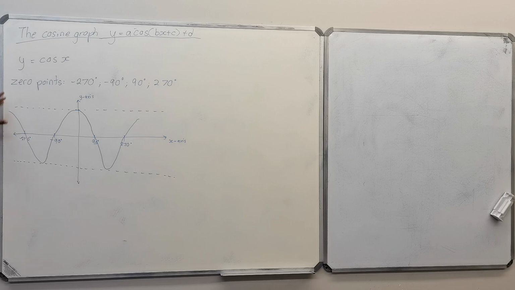Amplitude in this instance would be what? 1. Phase shift? 0. There's no phase shift, so wherever your 0 points are, it will be there. Is it shifting up or down? No. So this here is your general form of a cos graph. Be okay with this? Okay, let's do an example.